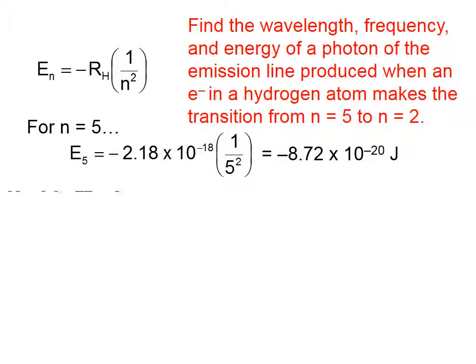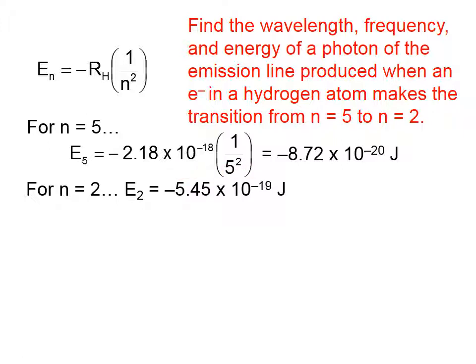We're going to use the same equation, but this time for n equals 2. I'm not going to show the work, because I trust you can do that. The only thing that would change with regard to what's shown above is what's here in the denominator. It will be 2 squared rather than 5 squared. And that result is right here, negative 5.45 times 10 to the negative 19th joules. The electron possessed this much energy when it's in the 5th energy level, and it possessed this much energy when it's in the 2nd energy level.